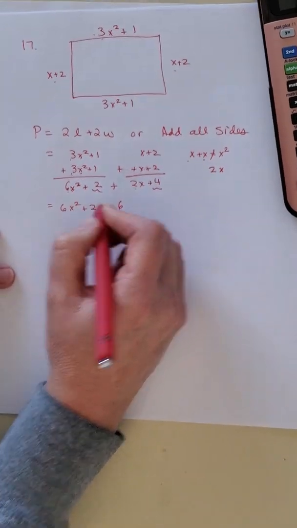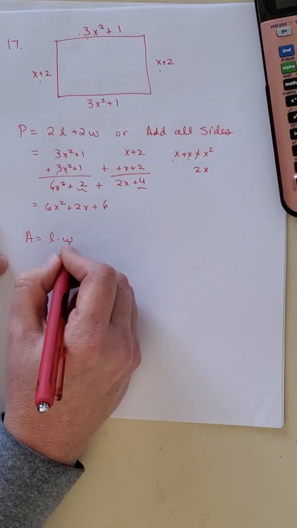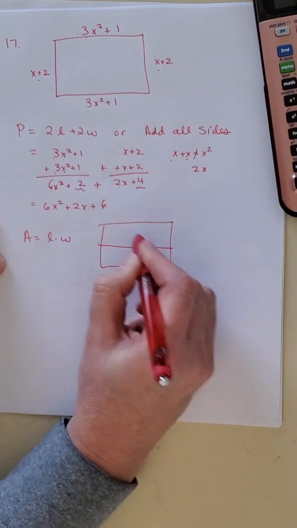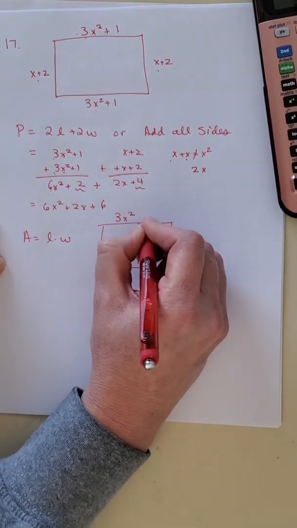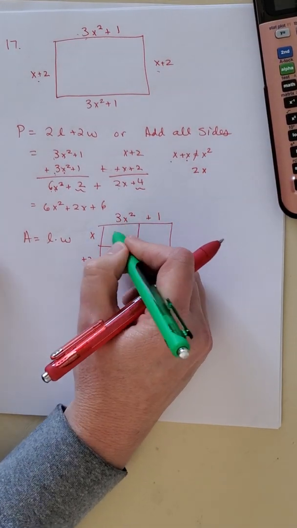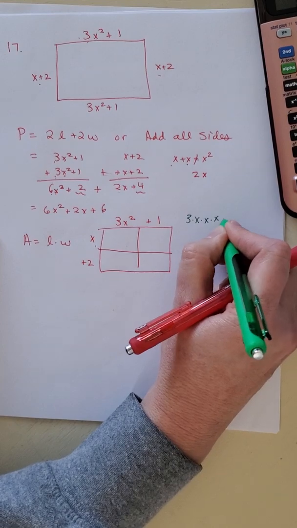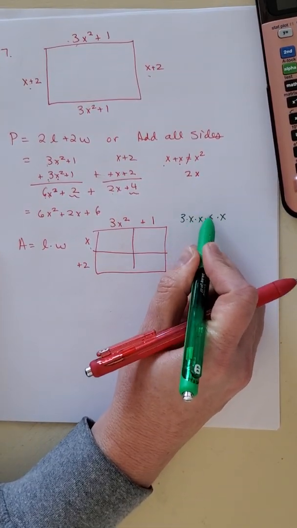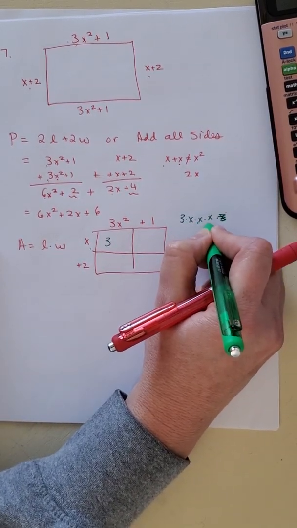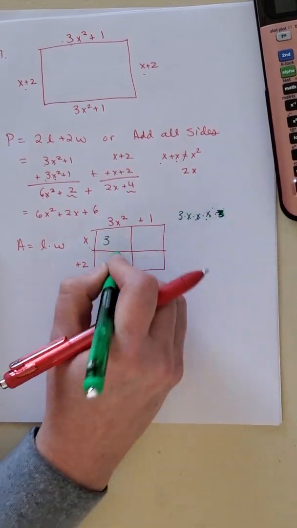All right, area. To find the area is equal to length times width. So to multiply the length times the width, 3x squared plus 1 times x plus 2, I'm going to use a little generic rectangle. 3x squared plus 1 times x plus 2. So now when you're multiplying, remember we have 3x squared times x, x times x and then times x. This is going to be 3x to the 3rd.